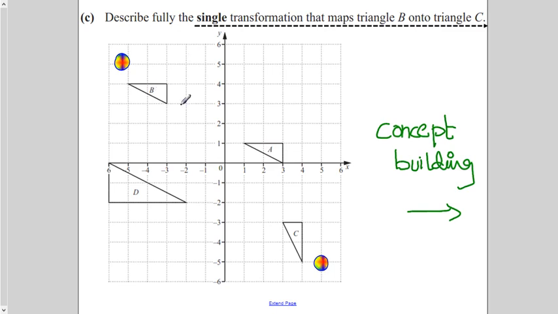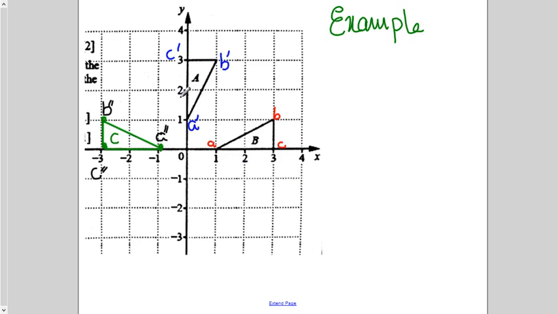And then we will see B is mapped onto C. So either it is reflection or rotation. So let's see how we differentiate. I'm making up this picture here, and I'm giving a name to each vertex.